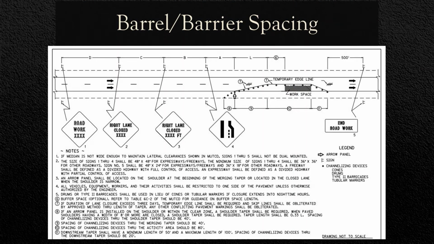As you can see below, the shoulder taper should have a barrel spacing of 40 feet. The initial merging taper should also have a barrel spacing of 40 feet. The activity area should have a barrel spacing of 80 feet, and the downstream taper should have a barrel spacing of 20 feet.